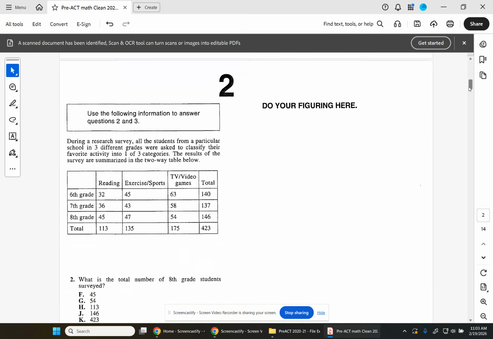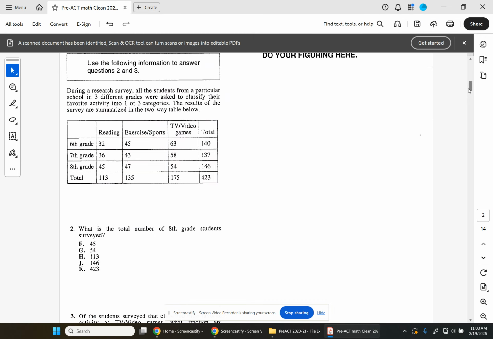Use the following information to answer questions 2 and 3. Okay, cool. What is the total number of 8th grade students surveyed? Question 2. Again, I guess I can come up here and read this, and you certainly could, but I just like to go to the question and see what I'm supposed to do with all this information so I don't have to read everything twice. I don't want to read this and then read all this and then come down here and think, oh, now I've got to go back up here and do all this business.